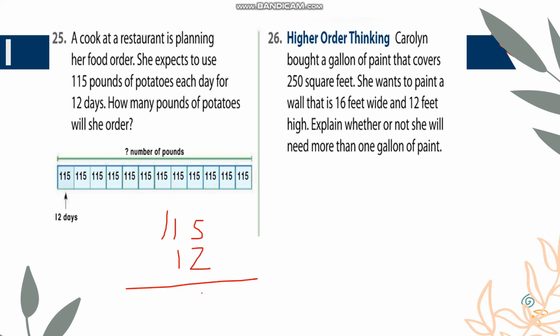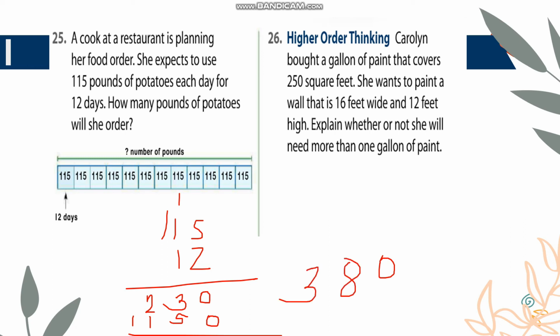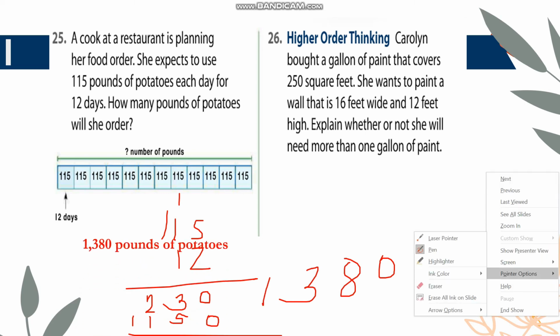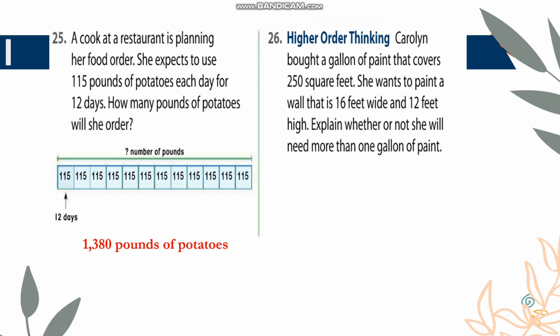So 5 times 2 is 10, regroup 1. 2 times 1 is 2 plus 1 is 3. Then 2 times 1 is 2. Then we need to put 0 before multiplying the tens place. 1 times 5 is 5. 1 times 1 is 1. And 1 times 1 is 1. Then add. 0 plus 0 is 0. 3 plus 5 is 8. Then 2 plus 1 is 3. Then bring down 1. So the answer is 1,380 pounds of potatoes.